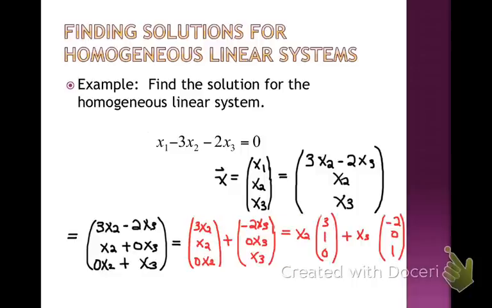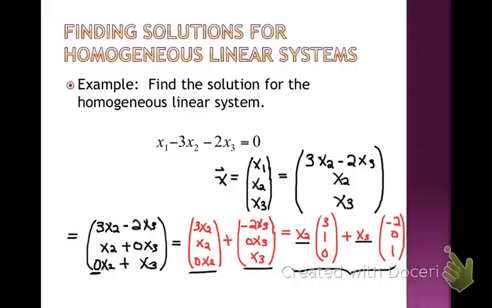The way I wrote the solution a moment ago is not incorrect, but I just changed it slightly. Here before I had 0, and now I've put 0x2. So notice it's really the same thing. So again, I've rewritten it in terms of these two vectors. And now I can pull out the parameters x2 and x3, and I end up with the following as the solution to the linear system.